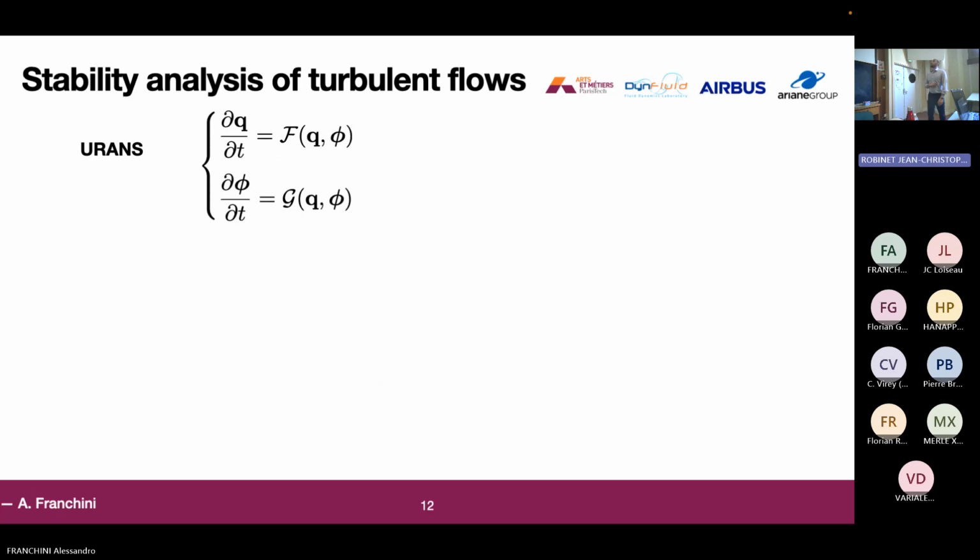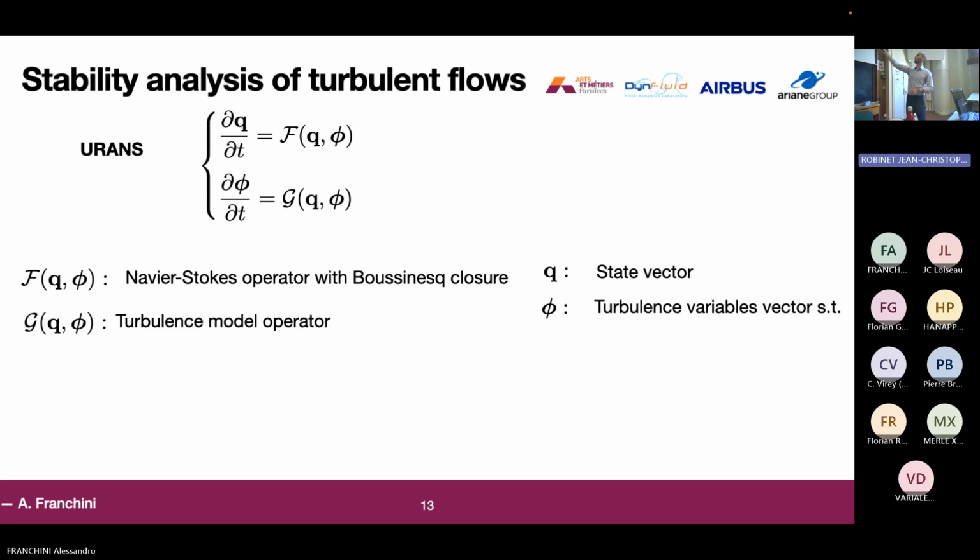So our mathematical framework is that of the URANS modeling. Here we wrote it where F is the Navier-Stokes operator with a Boussinesq closure, Q is the state vector, and we separated the turbulence variable vector, so that we have a model where the partial derivative of phi depends on a turbulence model operator, which depends on the state variable Q, which for us will be velocity, momentum, and total energy.